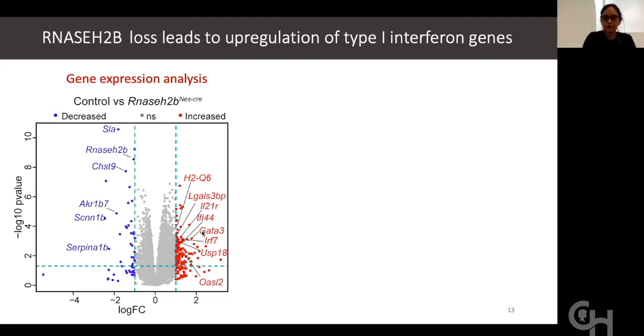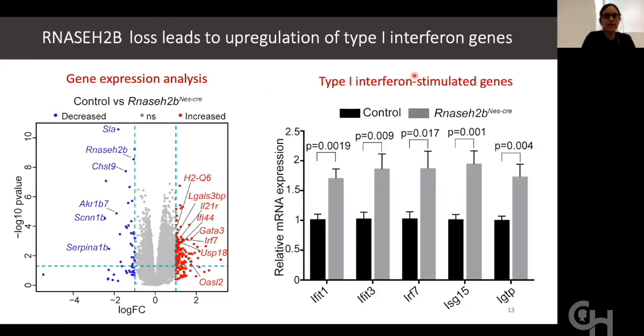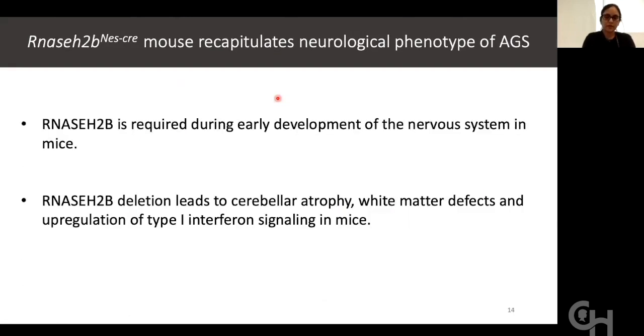We also found that type 1 interferon signaling is upregulated in RNase nestin Cre cerebellum. Here the gray bars represent the RNase nestin Cre, and these are specific genes where expression was upregulated. Taken together, our data suggests that in these mice there is inflammation in the brain. Our data also suggests that RNase H2 is required during early development of the nervous system in mice.